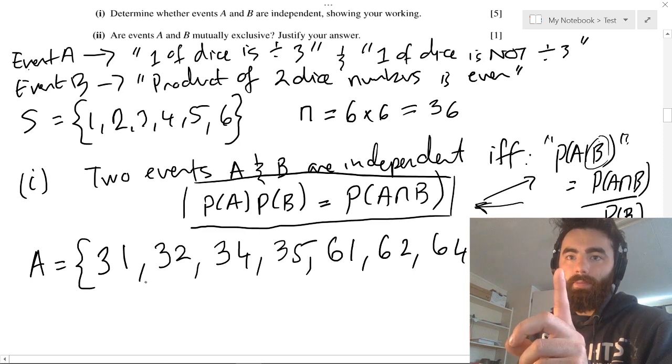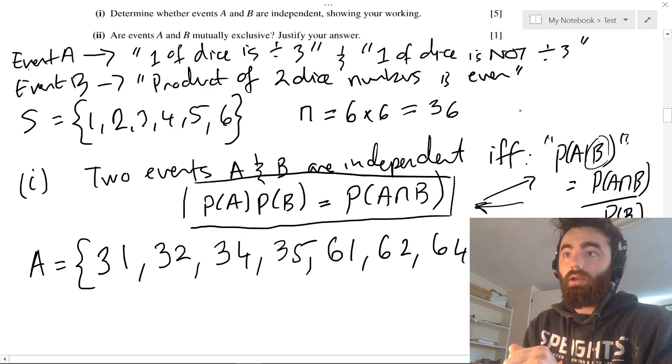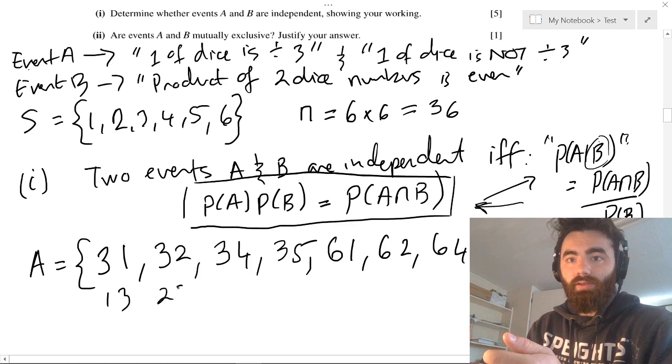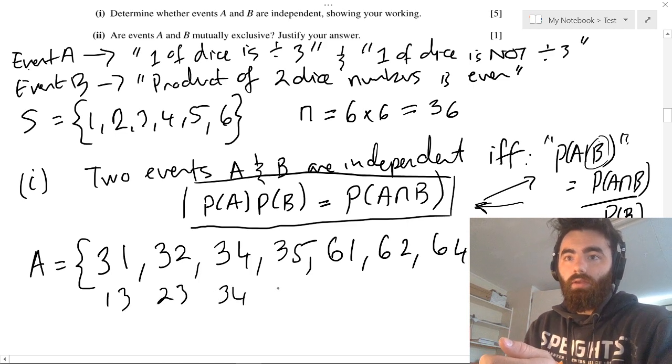But also you've got to remember that the order doesn't matter. So you could also have 1, 3, all of these in reverse, right? Oh no.